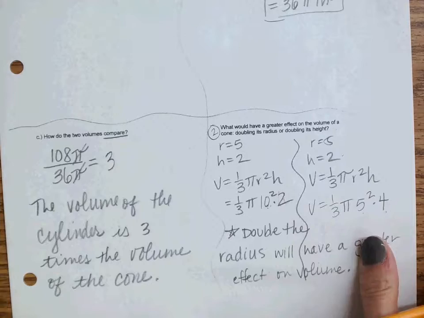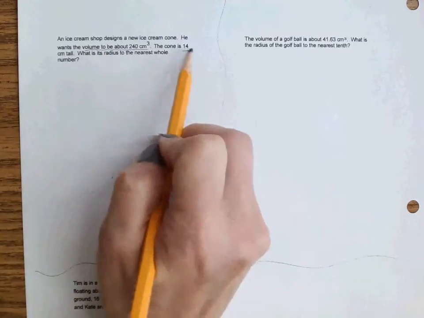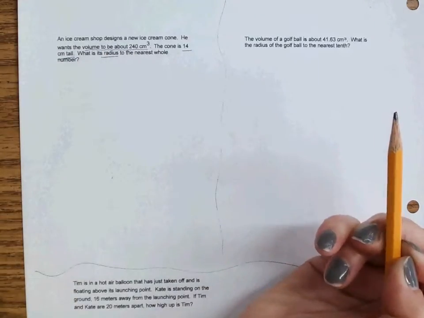All right, let's go ahead and flip our notes over to the back. And we will talk about an ice cream shop. An ice cream shop designs a new ice cream cone. He wants the volume to be about 240 centimeters cubed. The cone is 14 centimeters tall. What is the radius to the nearest whole number?